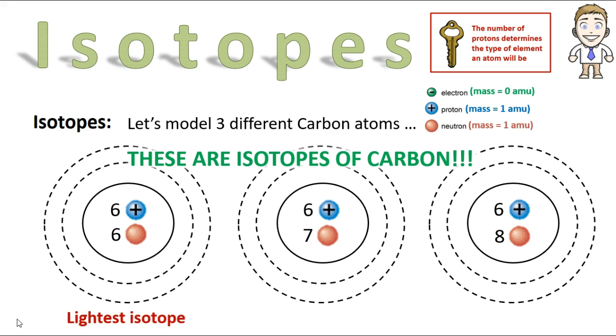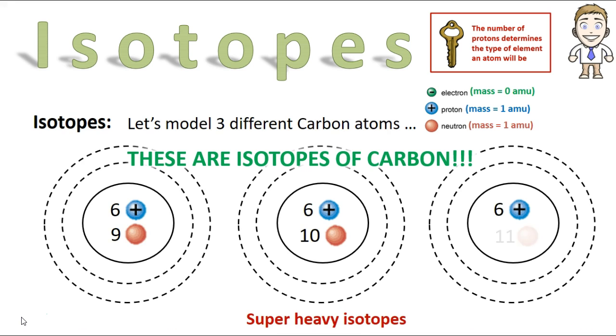The one on the left will be the lightest isotope at a mass of 6 plus 6, 12. The one in the middle, a little bit heavier, and on the far right would be the heaviest isotope at 14, 6 plus 8, 14. We could keep going, by the way, and add in 9, 10, or 11 neutrons for some super heavy isotopes. We could even go the other direction and take away neutrons, 5, 4, or 3, and make some super light isotopes. As long as you're changing the mass, you're creating different isotopes of that element.